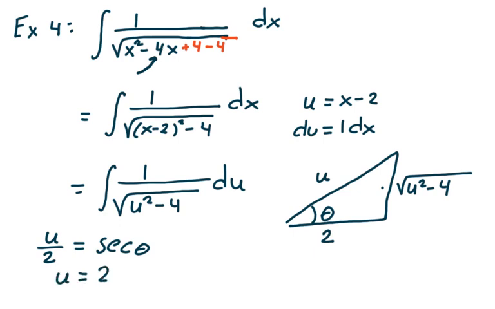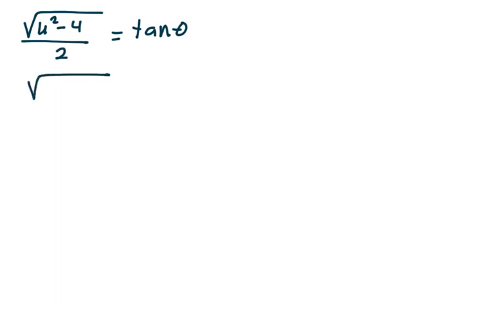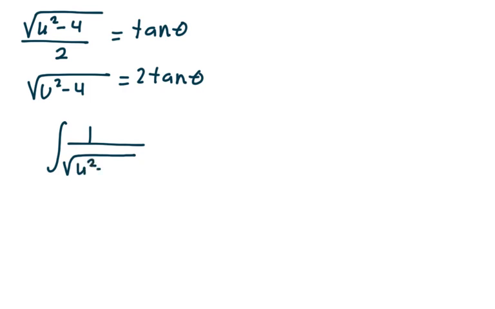Multiplying both sides by 2, we get u equals 2 secant theta. du is secant theta tangent theta d theta, right? And then square root of u squared minus 4 divided by 2, opposite over adjacent, is tangent theta. So the square root of u squared minus 4 is 2 tangent theta. And so the integral of 1 over the square root of u squared minus 4 du.